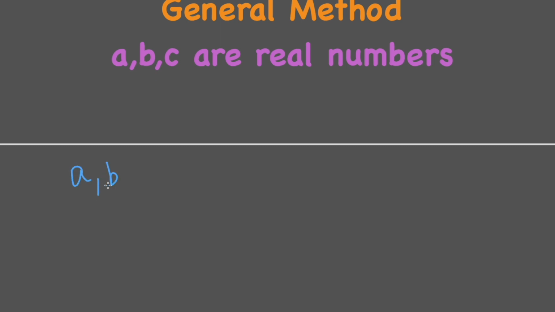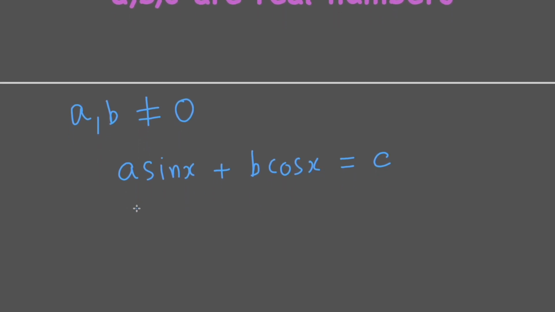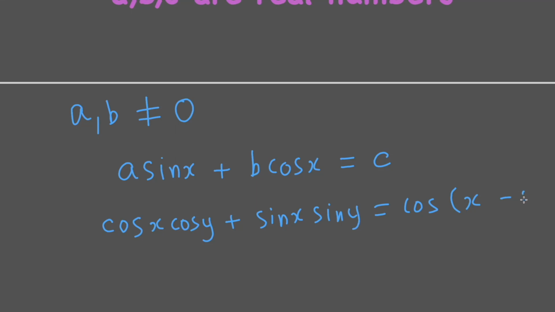So with A and B non-zero numbers, we have A multiply sine x plus B multiply cosine x equal to C. To solve this kind of equation, we remember the trigonometric formula that cosine x multiply cosine y plus sine x multiply sine y equal to cosine of x minus y.